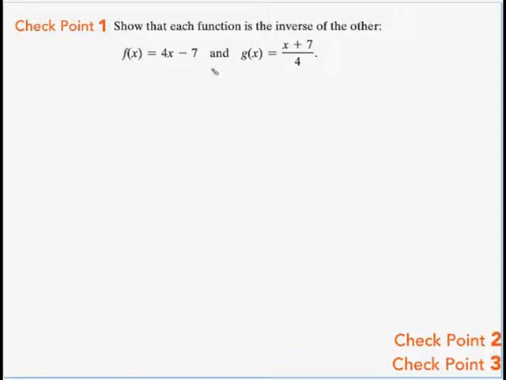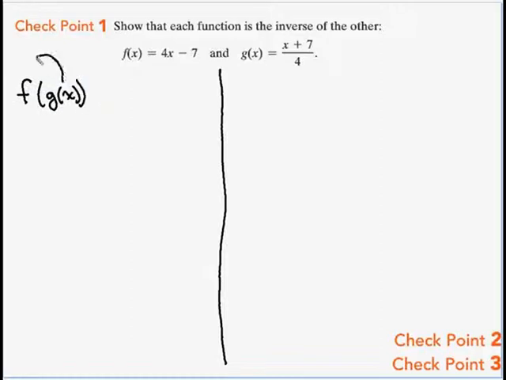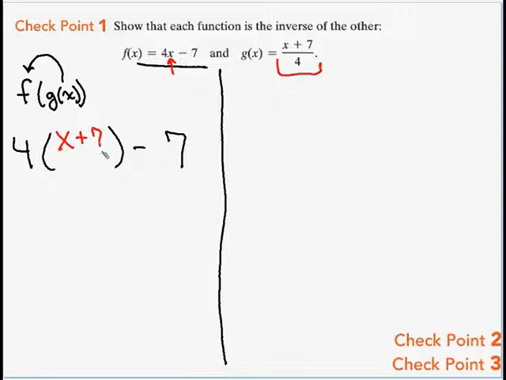All right, show that each function is an inverse of the other. I like to start with f of g of x. So the g function is going to go into the f function. So I'm going to copy this f function without the x's. It was 4x minus 7. But now I'm going to replace this x with the entire g function. x plus 7 all divided by 4.